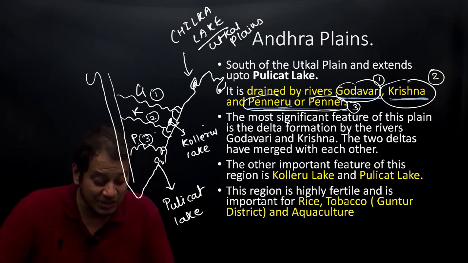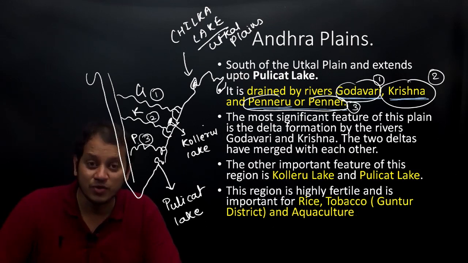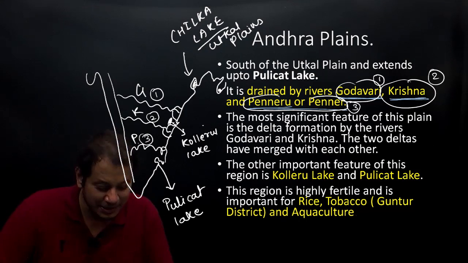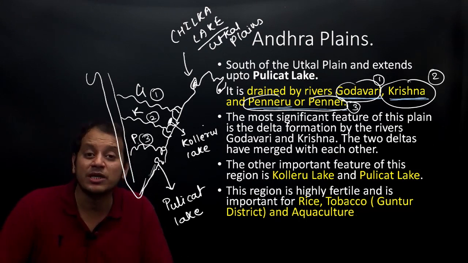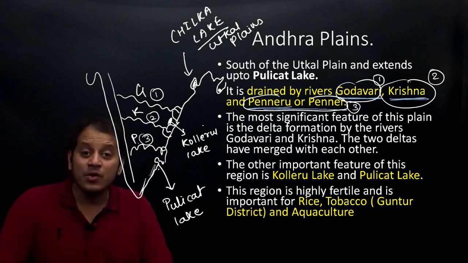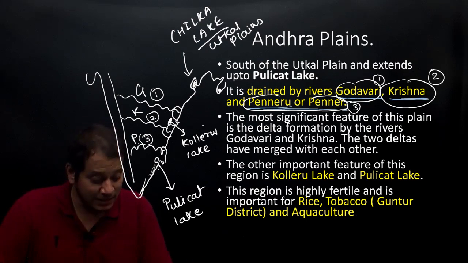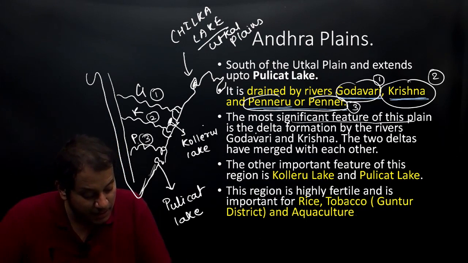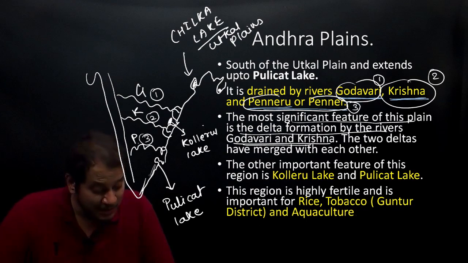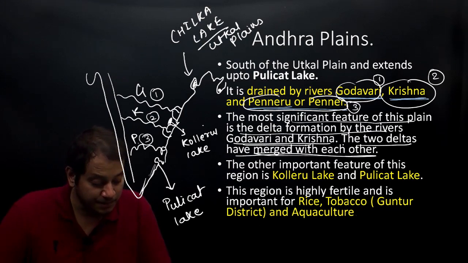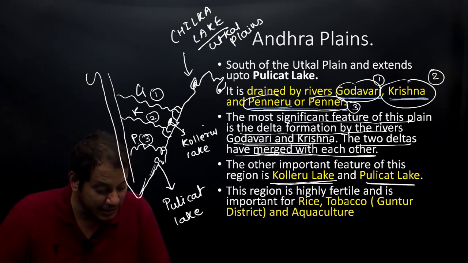Then second, they can ask you to arrange the lakes from north to south. In the north is Chilika Lake, Utkal Plains, then Kolleru Lake, and the southernmost is the Pulicat Lake. After the Pulicat Lake, the plain to the south is known as Coromandel Coast. Now, what is the most important feature of the Andhra Plains? The most significant feature of this plain is the delta formation by the rivers Godavari and Krishna. Remember, these two deltas have merged with each other. The other important feature is the Kolleru Lake and the Pulicat Lake.